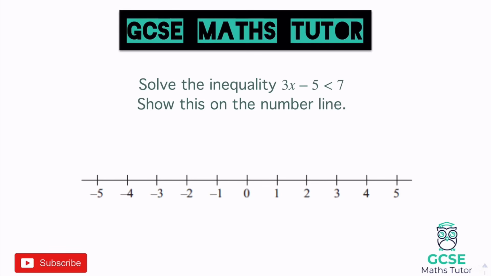Now this inequality in this question, this is going to run throughout the video, says 3x minus 5 is less than 7. So what we're actually doing is we're finding what values of x would give us answers less than 7. And that's what we're finding here when we use this inequality symbol. But as I said, we're going to treat it in the same way as solving equations.